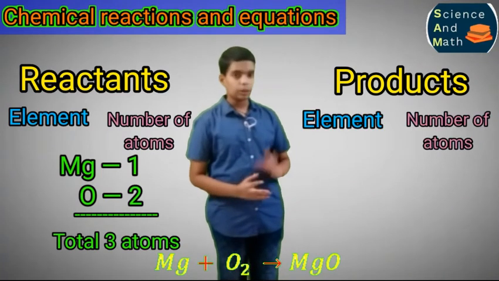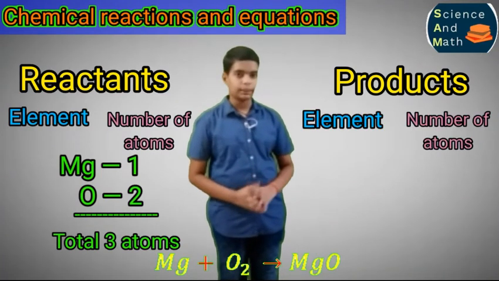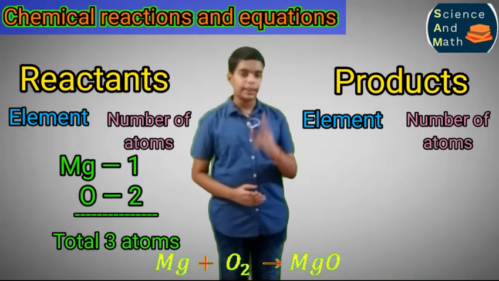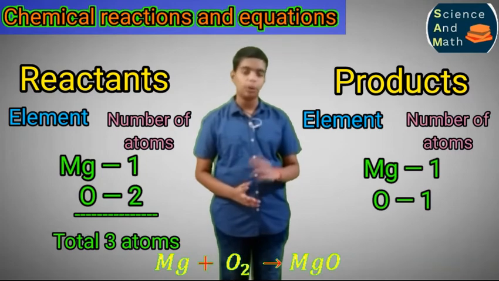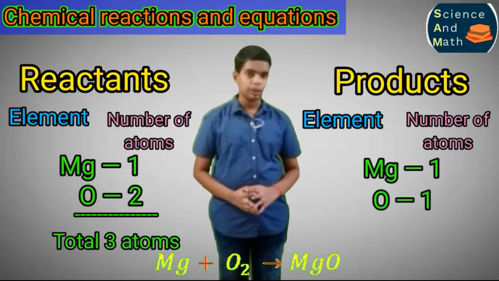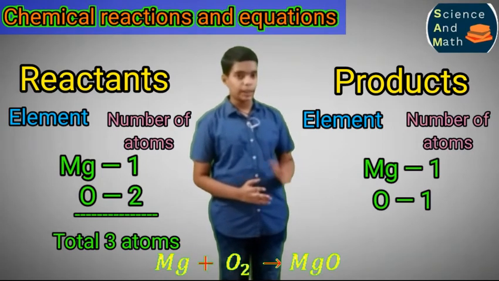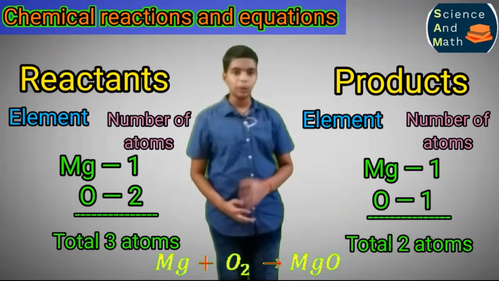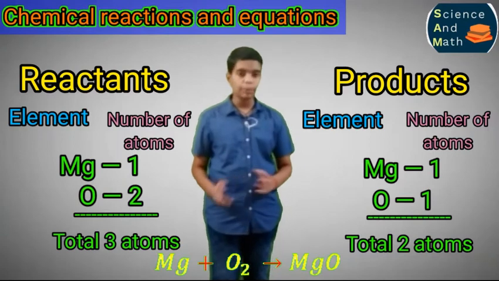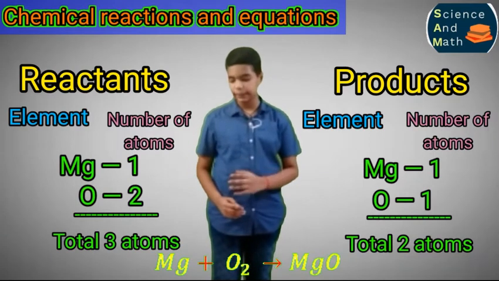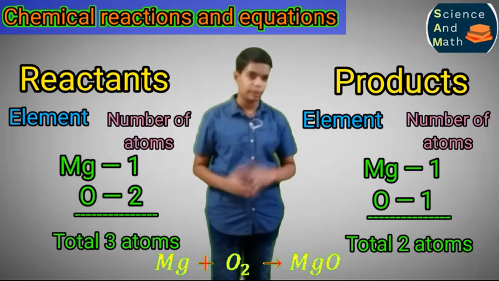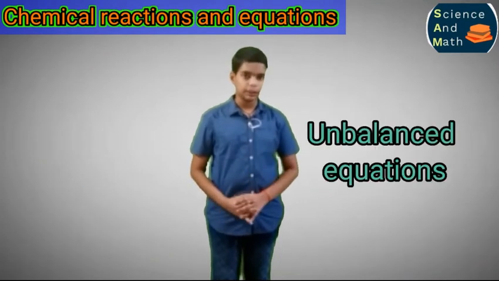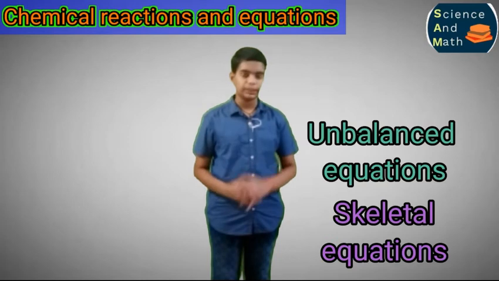Next, let us start counting the number of atoms in the products. So, how many elements are present in the products here? Yes, that's right. It's 2. That is Mg and O, magnesium and oxygen. So, the total number of atoms present in the products is 2. Now, as you can see, the total number of atoms present in the reactants and the products are not equal. So, such equations are known as unbalanced equations or skeletal equations.